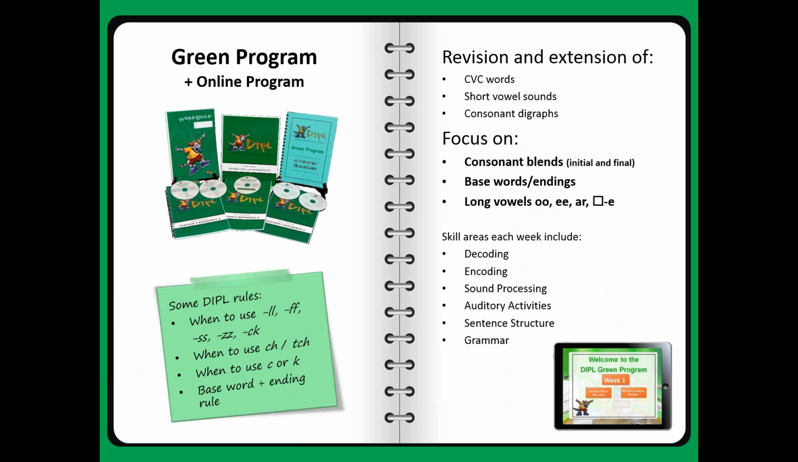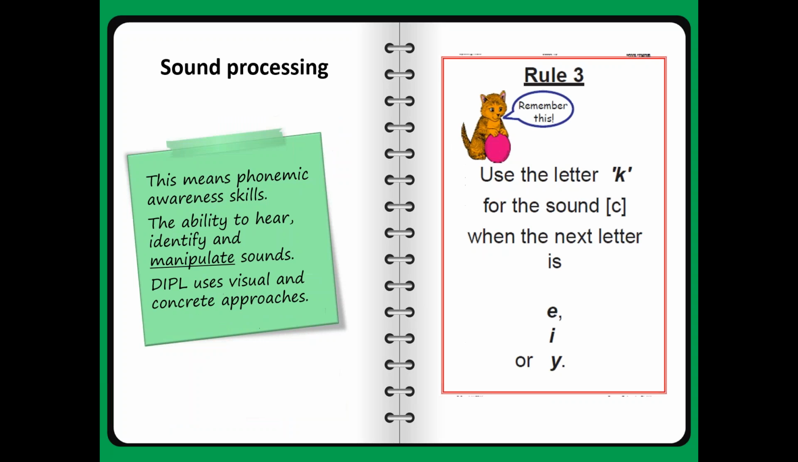Our green program is our grade 1 program. It also has an online component. This is where we start to introduce some really interesting and important spelling rules, as well as focusing on our short vowel sounds and introducing the beginning of long vowel sounds. We're asking students to be able to discriminate between A and A, for example, as short and long vowels. There's a host of activities each week where they practice these important skills and apply their new spelling rules.